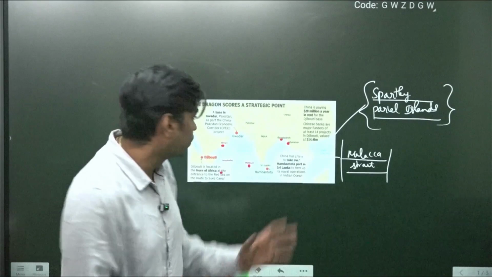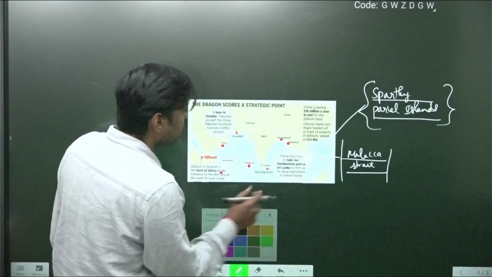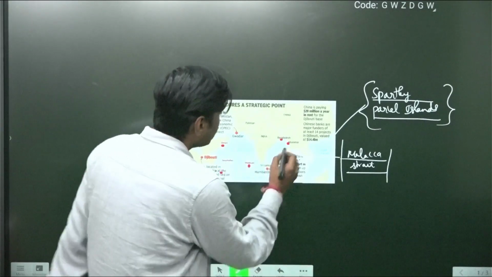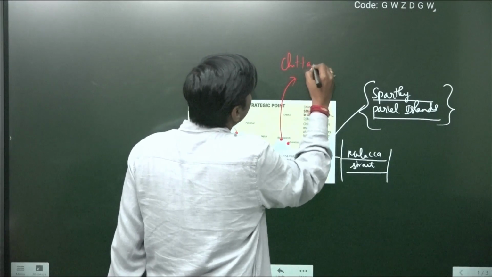In addition to that, China is now trying to make its presence very strong, not only in these regions but it is also trying to cover other areas. In the case of Bangladesh, they have constructed something called the Chittagong port.